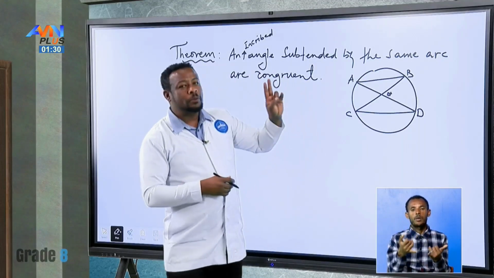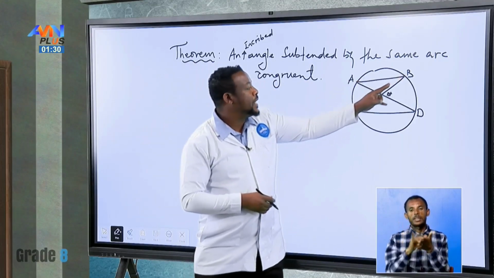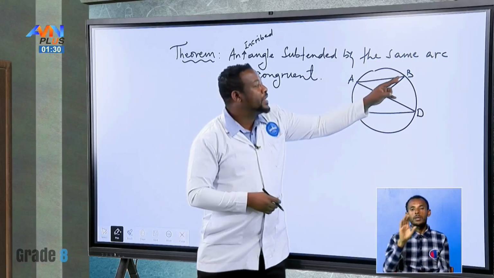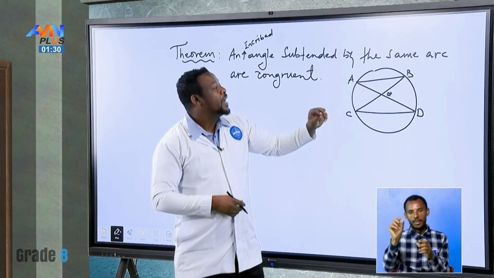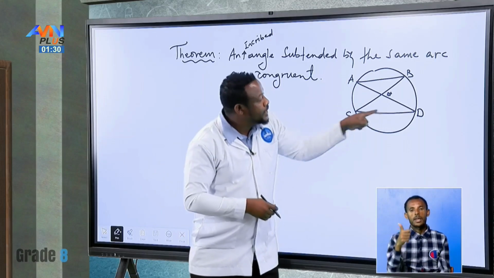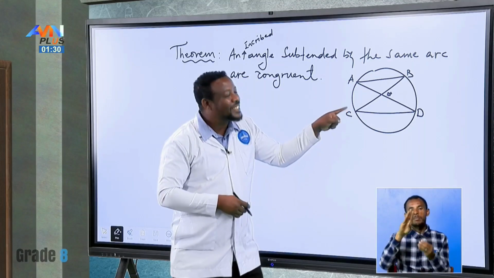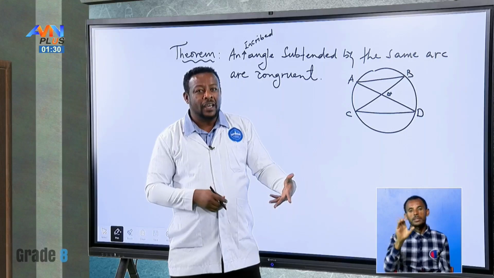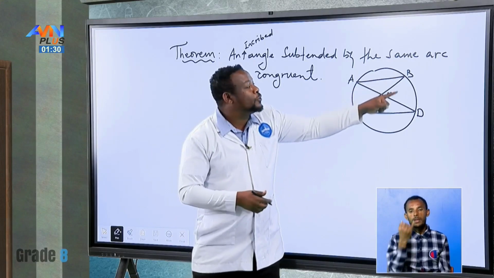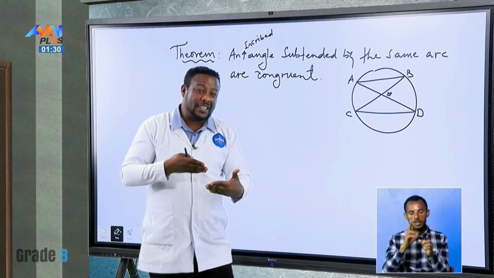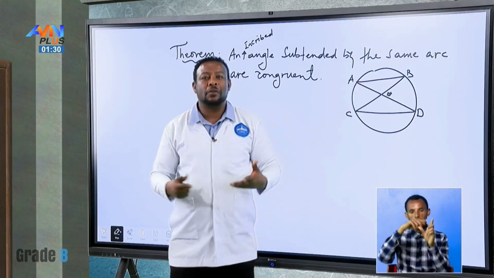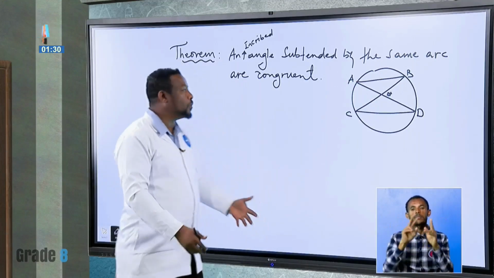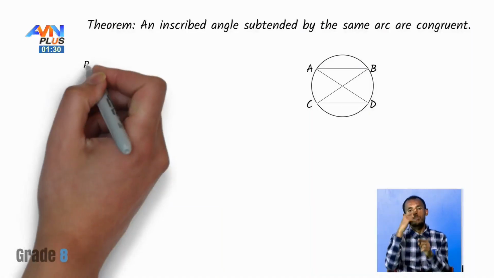Now, observe that angle ABC is subtended by arc AC, okay? And angle ADC is also subtended by the same arc AC, okay? So if these two angles are subtended by the same arc, then the two angles are congruent, okay? It's very simple to prove it. So let's prove this fact.